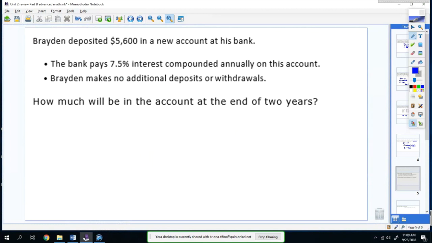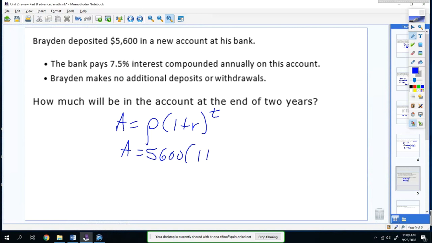Braden deposited $5,600 in a new account at his bank. The bank pays 7.5% interest compounded annually in this account. How much will be in the account at the end of 2 years? So you can use a formula. A is equal to P times (1 plus R) raised to the T power. So his P is 5,600 times (1 plus 0.075) raised to the 2. And when you multiply that, you get $6,471.50.